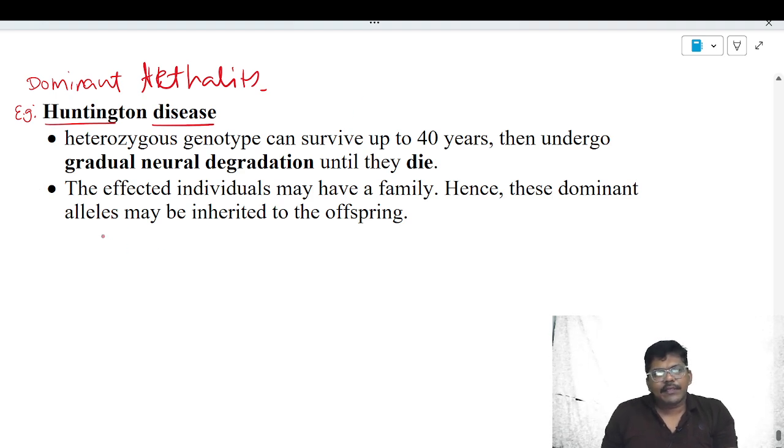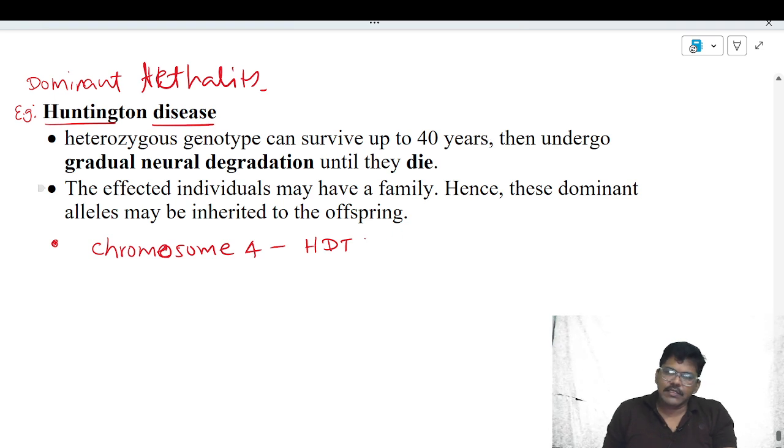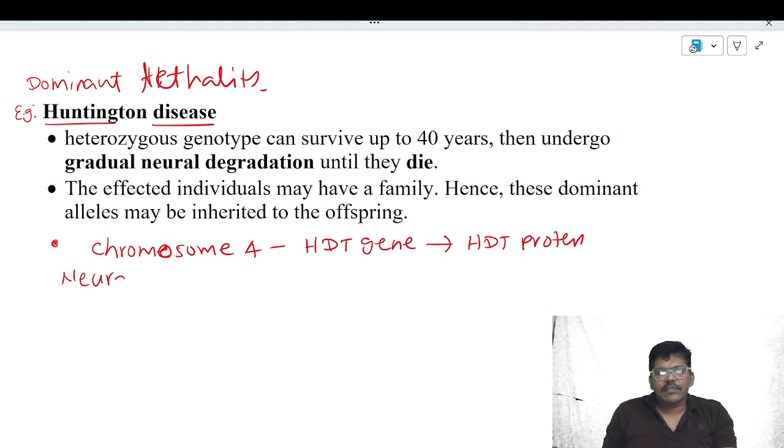The reason for Huntington disease is a mutation in a gene present on chromosome number 4. The name of the gene is HDT gene. This HDT gene produces a protein called HDT protein. HDT protein is present in the neural system, for example the brain, and it plays an important role in the functioning of the neural system.